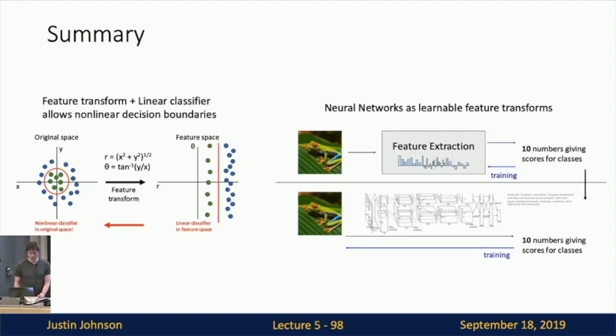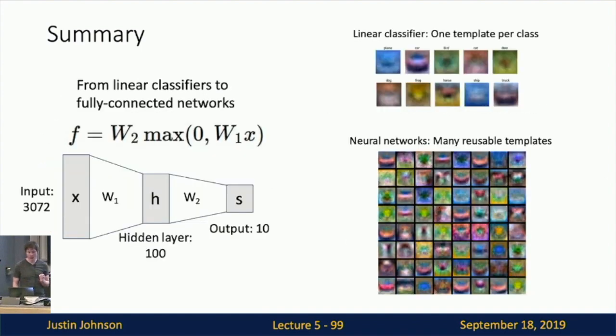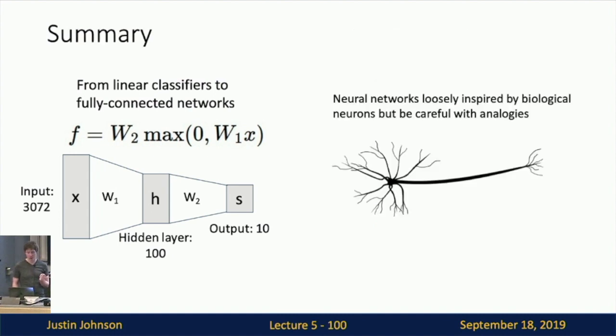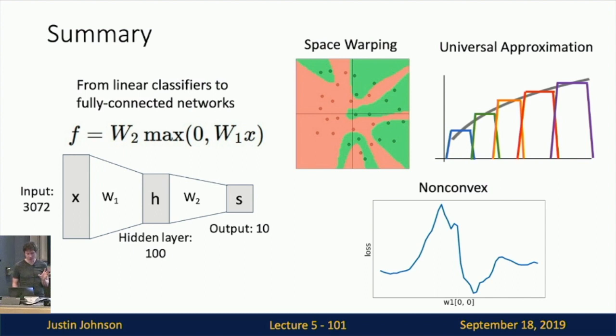So the summary of what we talked about today is that we saw this notion of feature transforms and how, by combining a feature transform with a linear model, we could end up with much more complicated decision boundaries. And we saw a neural network system as jointly learning a feature transform and this linear model. We talked about these two-layer neural network systems and saw how they use distributed representations to reshuffle different template values to more powerfully represent visual features compared to linear models. We talked a little bit about brains, but I don't want to talk about that too much. And then we talked about these nice, interesting properties of fully connected networks: the notion of space warping, of universal approximation, and this bad property of nonconvexity.